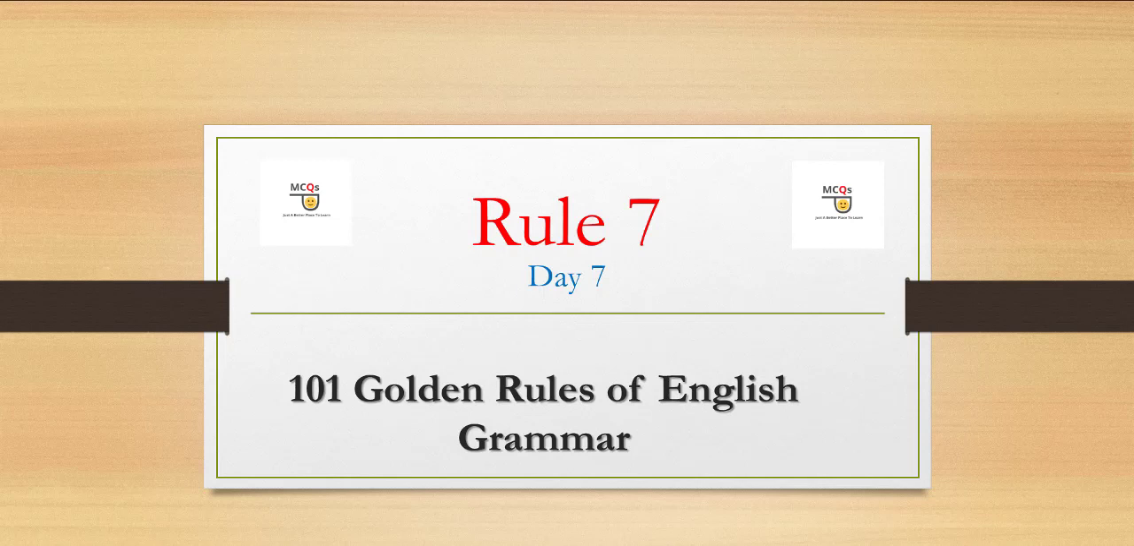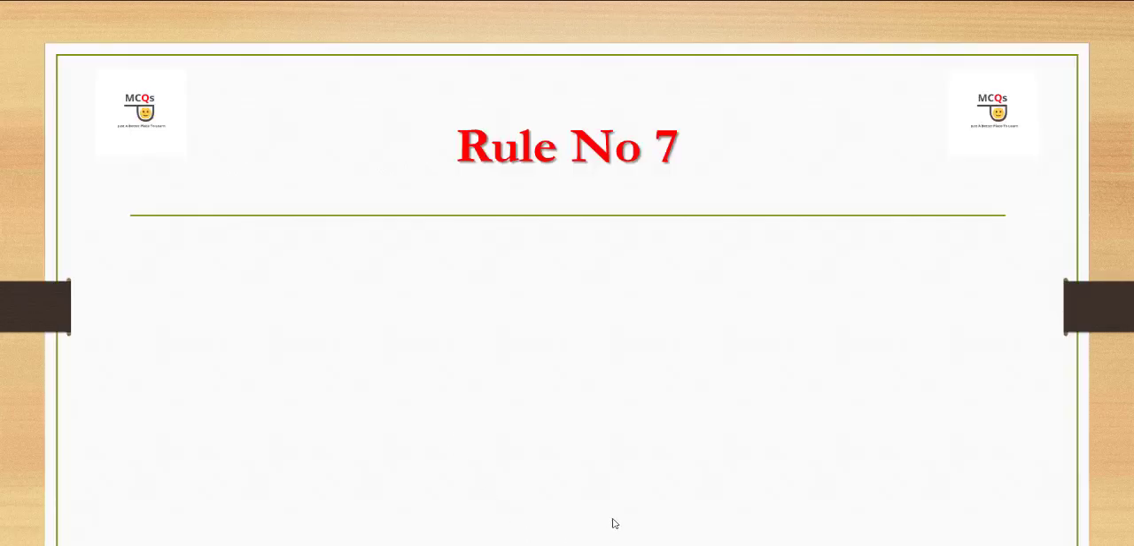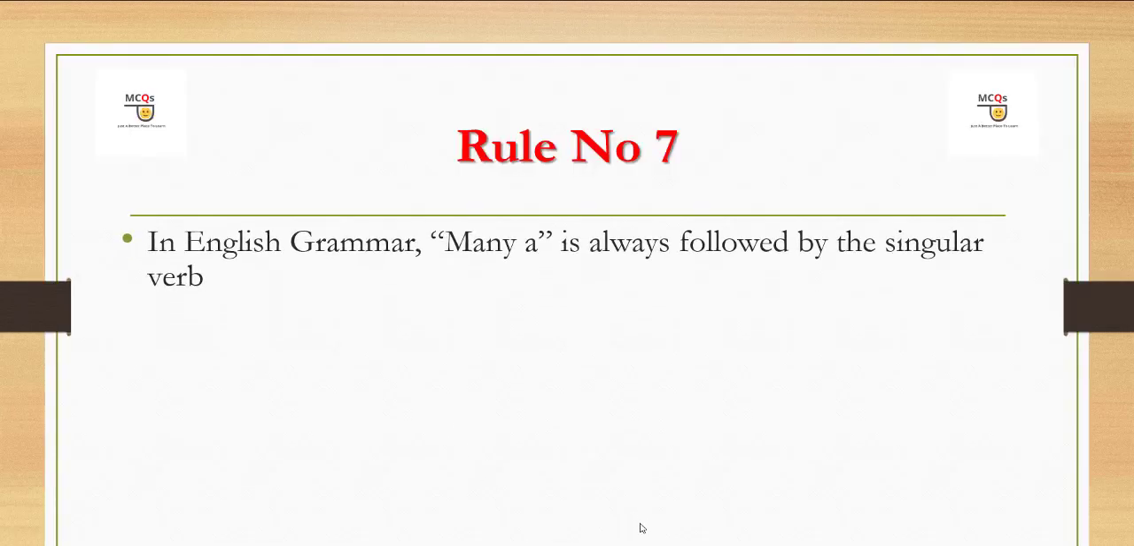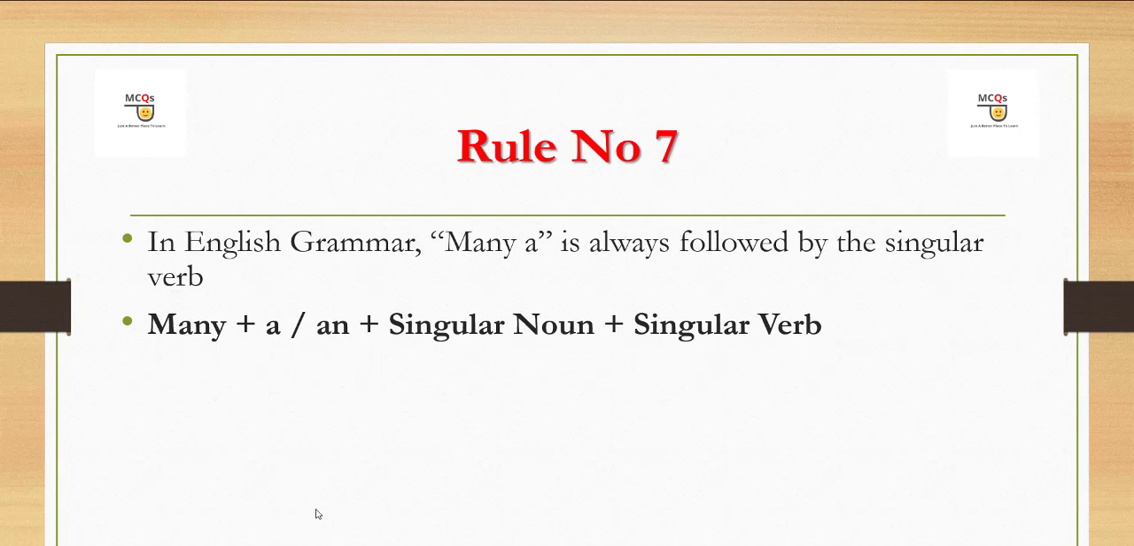Let us move to learn rule number 7 for today. In English grammar, many a is always followed by the singular verb. You must remember, whenever you see the use of many a, you must follow it with a singular noun and a singular verb. Similarly, there is a formula: many plus a or an plus singular noun plus singular verb. This is the actual formula for the usage of many a.